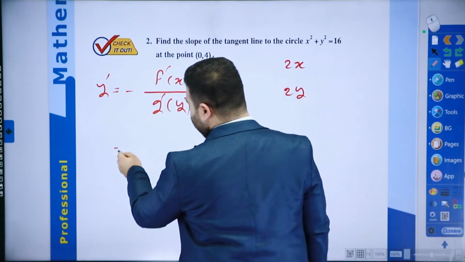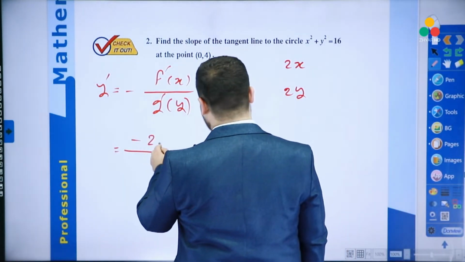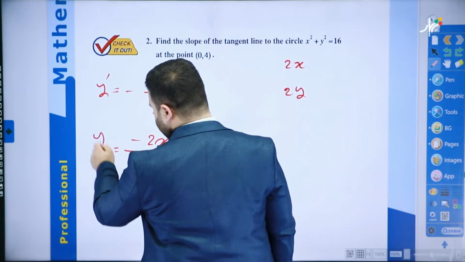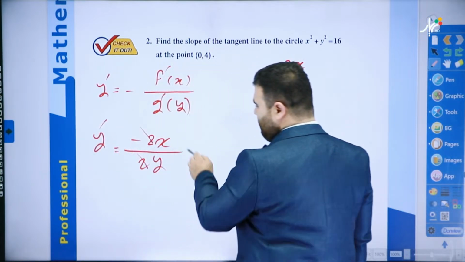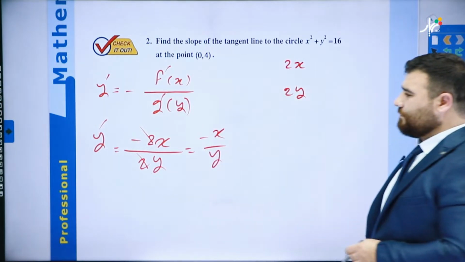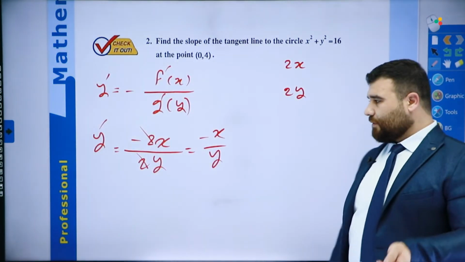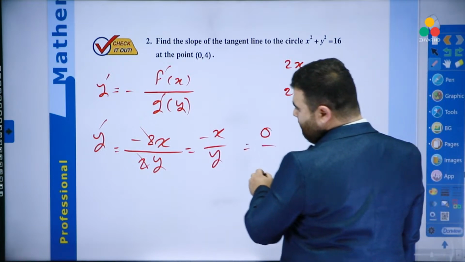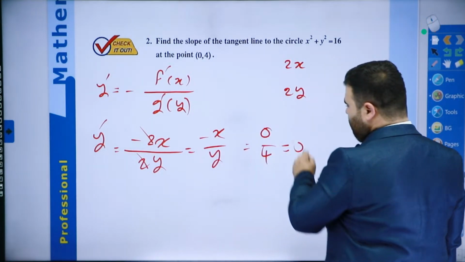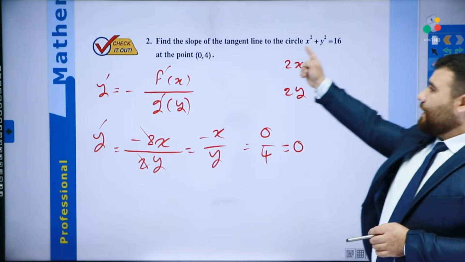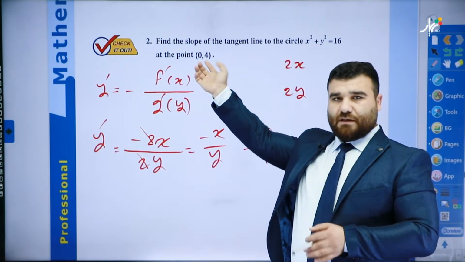It will be negative 2x over 2y. That's y prime. 2 cancels 2. It's negative x over y. What's x? 0. What's y? 4. So it is 0 over 4, which is 0. The slope of this circle at this point is 0.